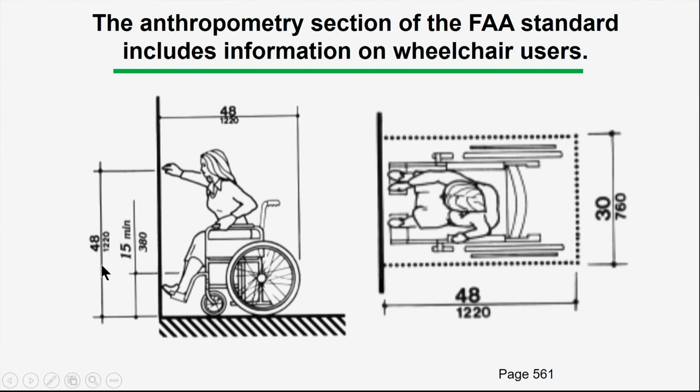Another section in the FAA document is anthropometry, and in particular, they do have a lot of information on wheelchair users. They're trying to make sure that the population that maintains aircraft and has other support functions can, in fact, perform those tasks.